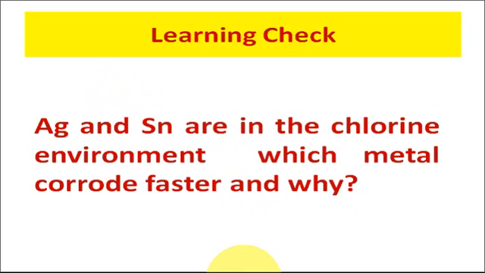Please read the question, pause the video and think about the answer to this question. Silver and tin are in the chlorine environment. Which metal corrodes faster and why? Think about this question and we will discuss its answer in our next live class on Tuesday.